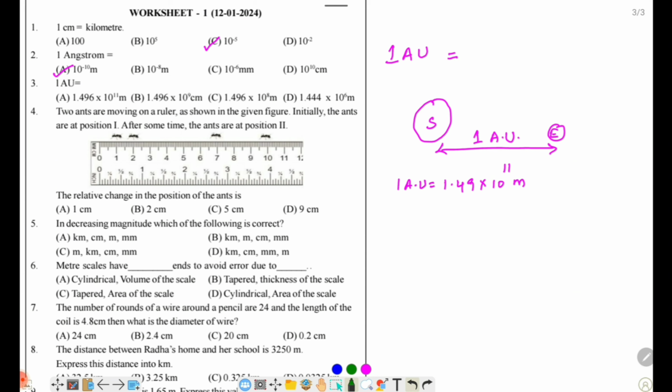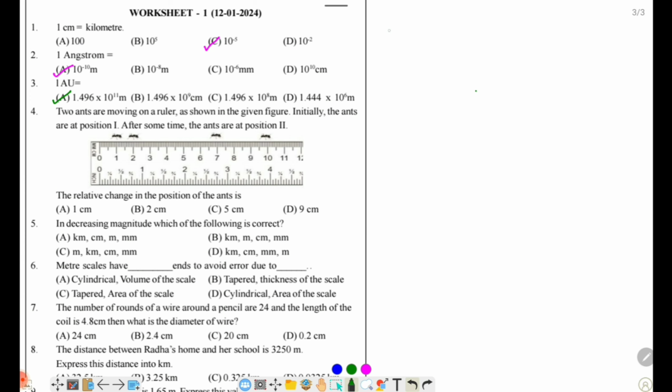So let's convert this into centimeters also. So which is equal to 1.49 into 10 to the power 11 times 1 meter is 100 centimeter. So which is equal to 1.49 times 10 to the power 13 centimeters in centimeter. Similarly, you can convert it to millimeters also. So the correct answer will be option A, right? Let's move to the question number 4.